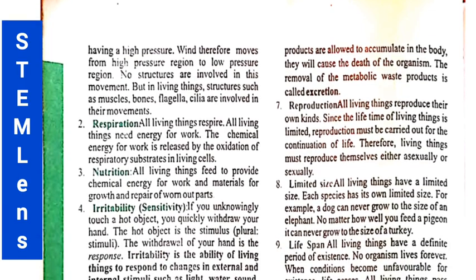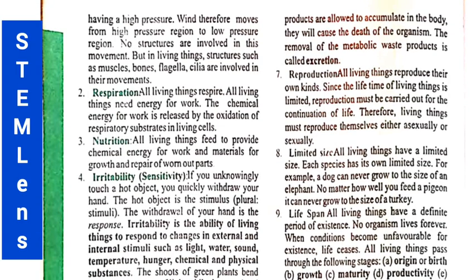Alright, now number 7, we have reproduction. All living things reproduce their own kind. Since the lifetime of living things is limited, reproduction must be carried out for the continuation of life. Therefore, living things must reproduce themselves either asexually or sexually. Now, reproduction is just about the continuity of life. All living things reproduce their own kind. You won't see a goat giving birth to a lion.